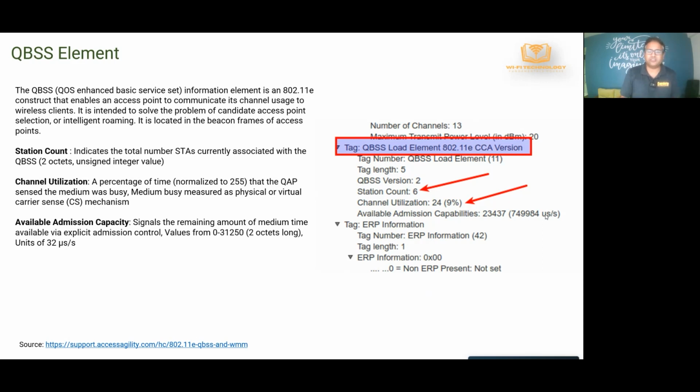Similarly, you can look at the QBSS element inside the AP's beacons and say this AP is already quite loaded. It's already serving lots of devices and has medium utilization. So let me go find some other access point. This is another way of controlling admission, so that whoever is already in the wireless LAN cell can get better access to the medium, and that is another method that's used.